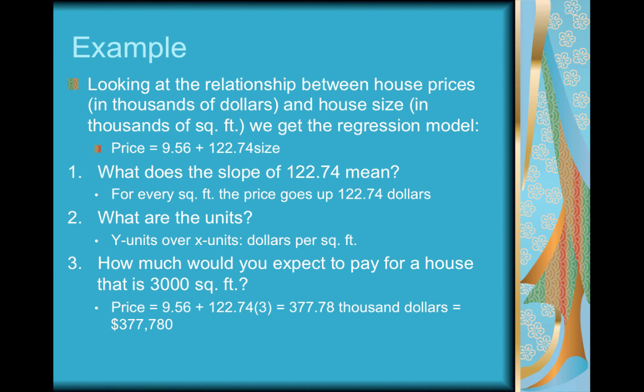And then the last question, we want to know how much would we expect to pay for a house that is 3,000 square feet. Our equation is scaled down because the unit is measured in thousands. So instead of actually plugging 3,000 into our x variable, we only plug in 3, because our units are in thousands. Then we just follow order of operations. We multiply first and then add, which would give us $377.8 thousand, which correlates to $377,780.